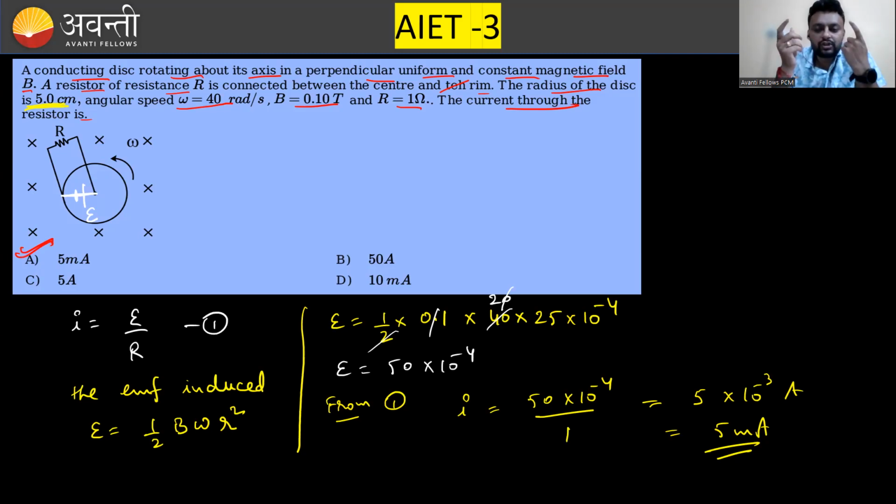So how we started the question, you need to go through with that. The question is asking for current. And as I see the current, the first thing that came to my mind, that some EMF will be induced in the disk, and there is a connection across the resistor. So I is equals to E by R, Ohm's law. So my second focus in the question is towards calculation of the EMF. If I calculate the EMF, I use the formula of the EMF, and this formula you should remember. You must know this formula. Clear?